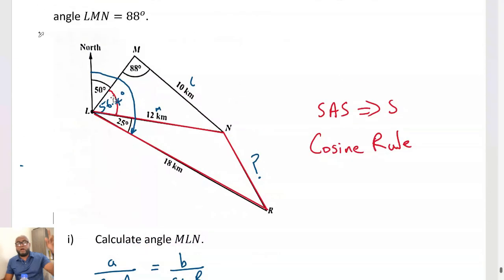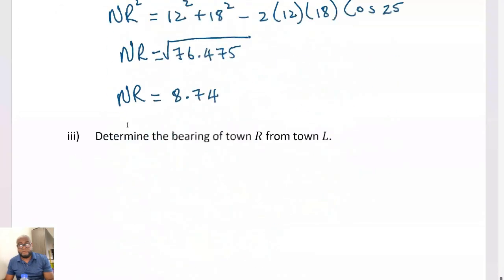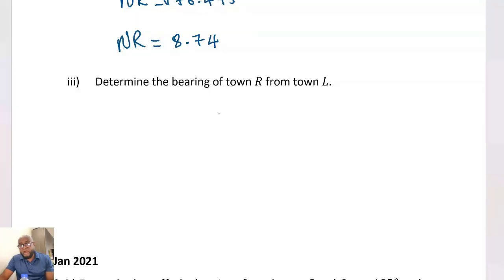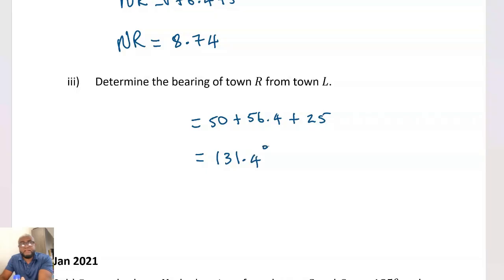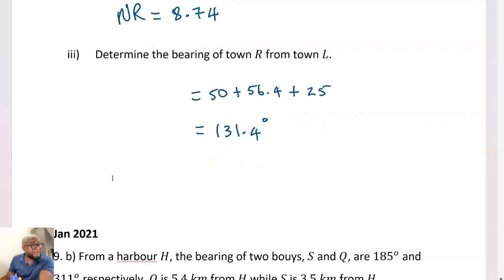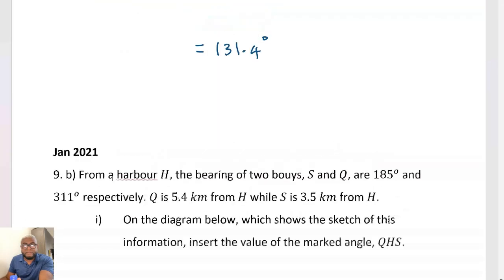Right, let's go. So our bearing would be 50 plus 56.4 plus 25, those three angles there. So the bearing of R from L will be equal to 50 plus 56.4 plus, what's the last one, 25? When we add up all, what's the bearing? 131.4 degrees, right? Everybody good there? Julio, you sure? Yes. Let's go to the next one.